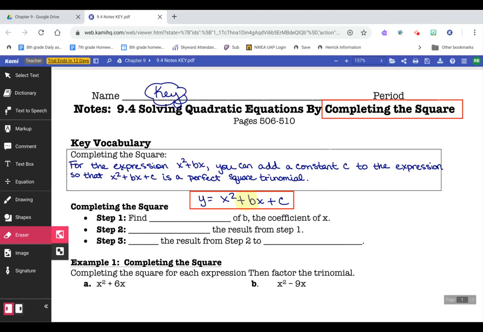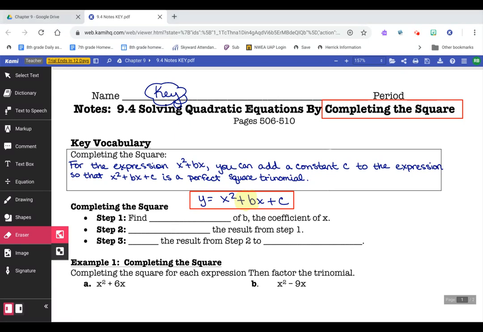9.4, solving quadratic equations by completing the square. So what does completing the square mean? Key vocabulary. For the expression x squared plus bx, you can add a constant c to the expression so that x squared plus bx plus c is a perfect square trinomial.